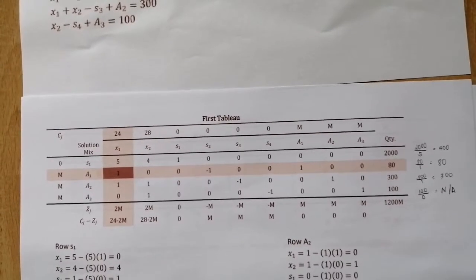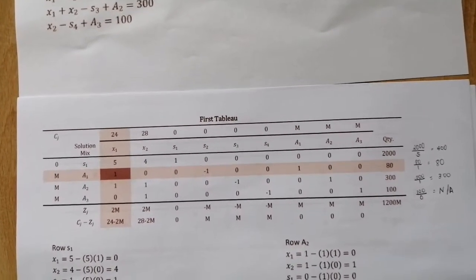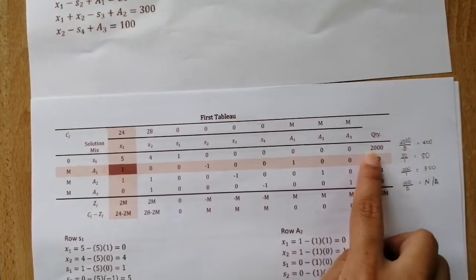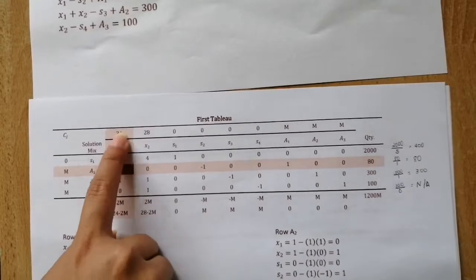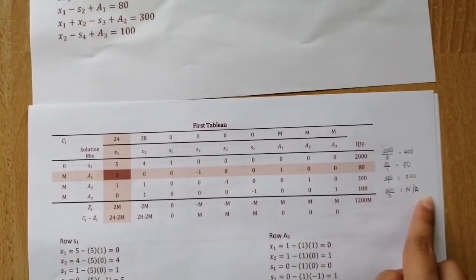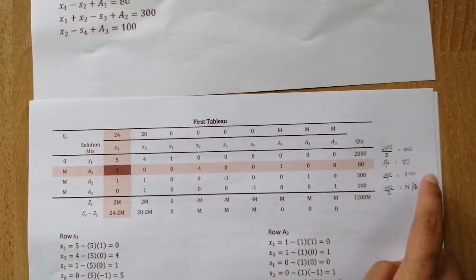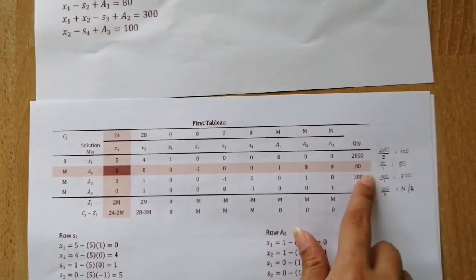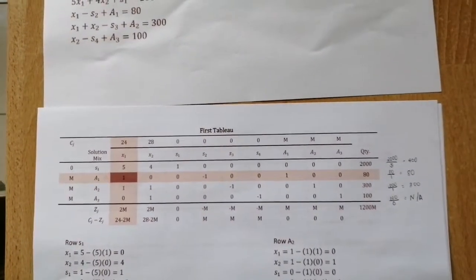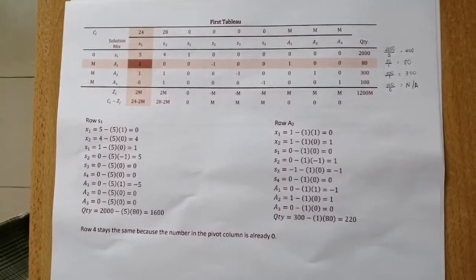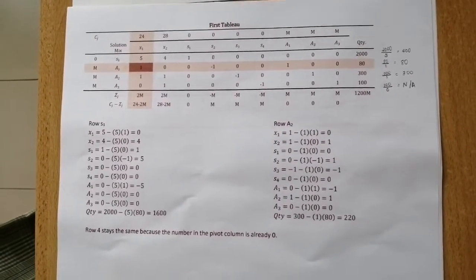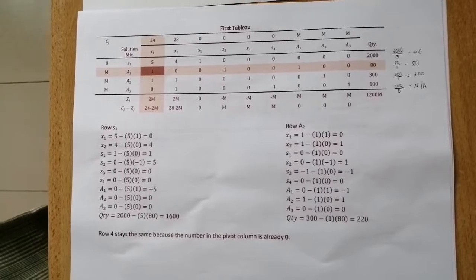First, we're going to do the ratio test, which is to divide the quantity over the pivot column. So here are our answers. As you can see, the least number here is 80. So this is our pivot row. Since the pivot number is 1, the new row 2 variables stay the same.